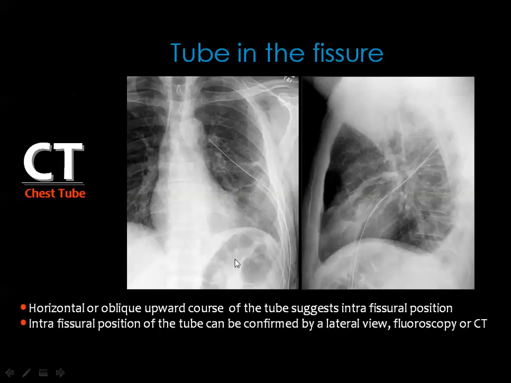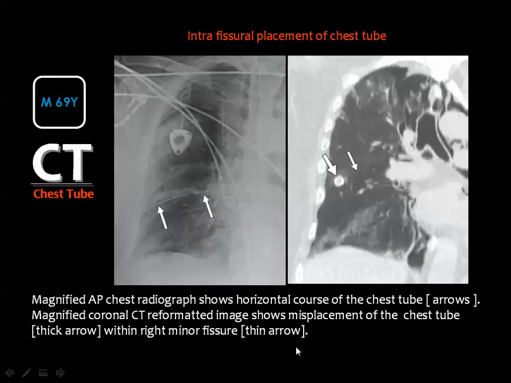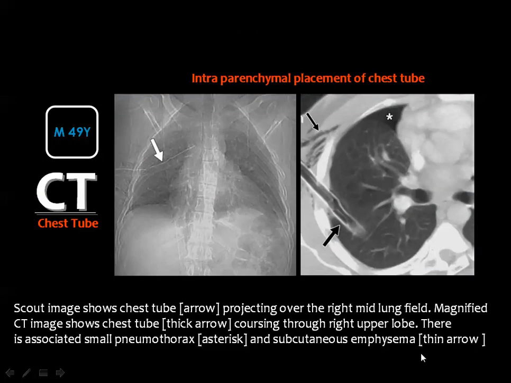This is an example of a tube in the fissure. And you see this course of the tube, which looks like an oblique course, but in the lateral view, it coincides exactly with the course of the fissure. Then if you have this horizontal course and the suspected intrafissural location of the tube, you can have the CT scan, which will show the position of the tube in the fissure.